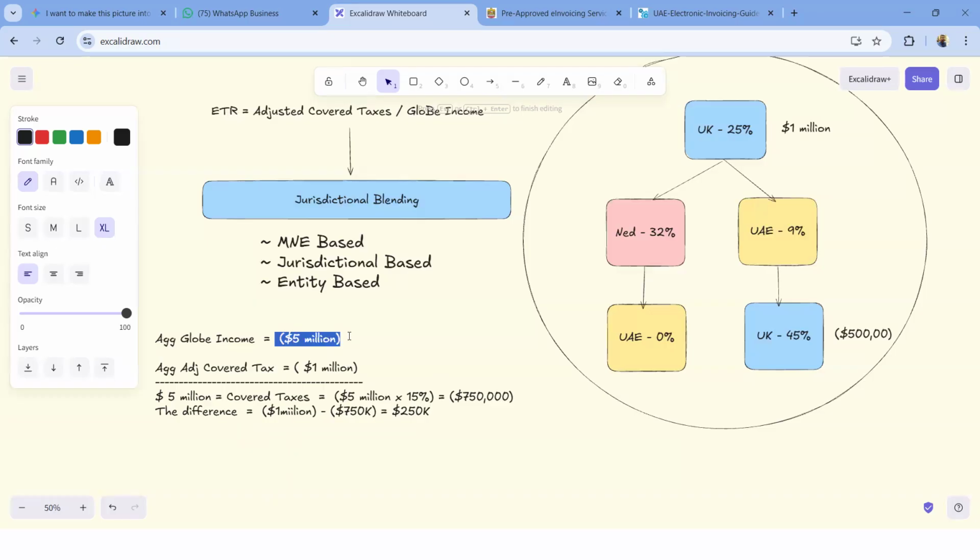If I have a loss, then the covered taxes should also be 15% of this loss, right? If the covered taxes are negative, then this should only be 750,000. Why are you getting a covered refund of 1 million? Then that means purely there is something wrong. And what is the differential? You have to pay tax. Getting it?